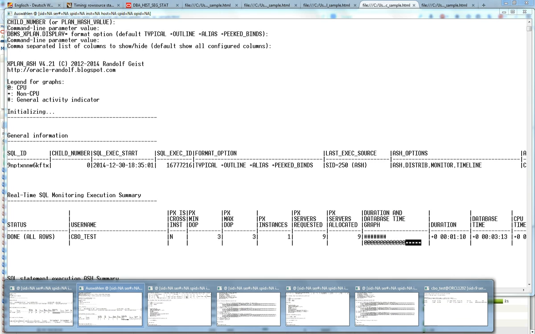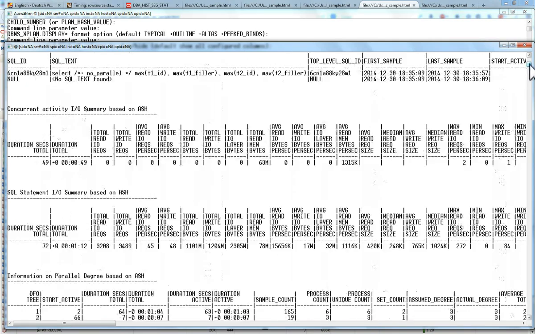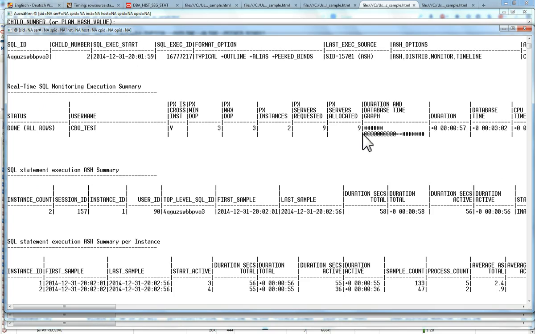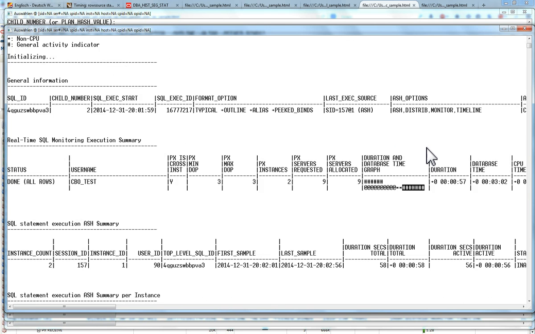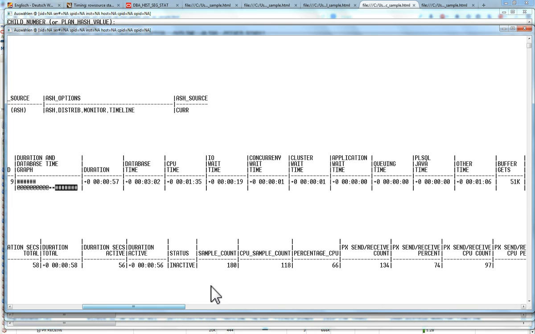Let me see. I think I should have a report where we can actually see it. This is all 3 components basically shown here. So again, this is the duration part, and this is the CPU activity. This is the non-CPU activity. In all other cases, this graph here is an exception to the rule. In all other cases, you only have this CPU and non-CPU part, and in the non-CPU part you have everything else accumulated that is not CPU activity. For this graph here, there is a third component, which is again using this general activity indicator character, but in this case doesn't mean general activity, but it means this so-called other time here.